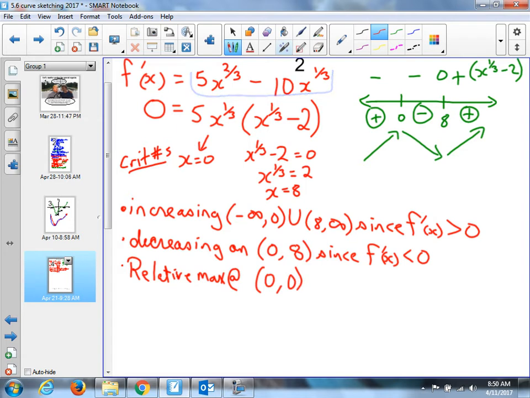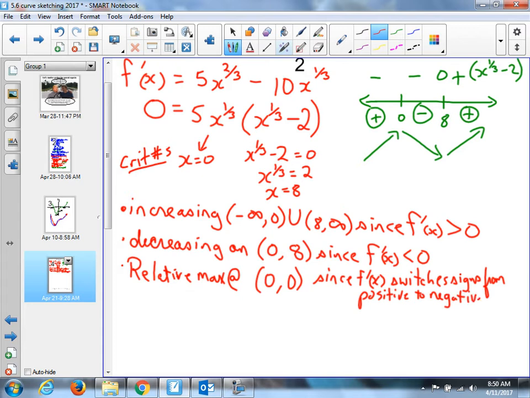Right? Since the derivative switches signs from increasing to decreasing, positive to negative, that's justifying my answer. Relative minimum.